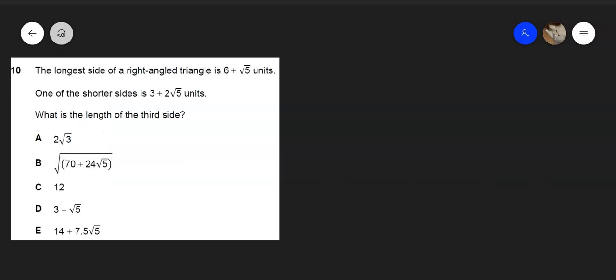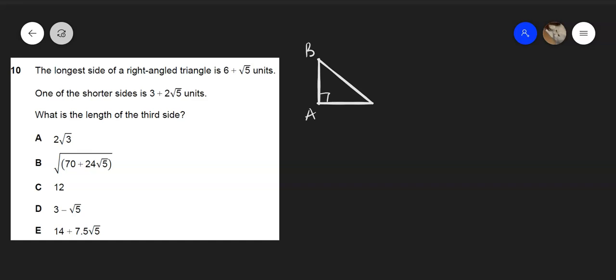And the last question I'm going to cover in this video is question number 10. The longest side of a right-angled triangle is 6 plus root 5 units. One of the shorter sides is 3 plus 2 root 5 units. The question is, what is the length of the third side? Again, a pretty straightforward question if we know how to deal with right-angled triangles.